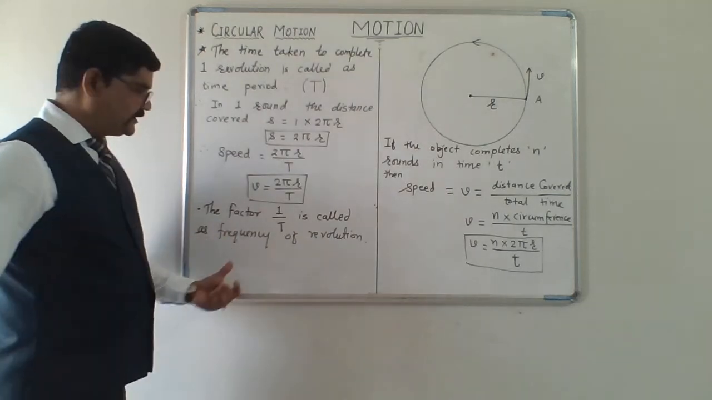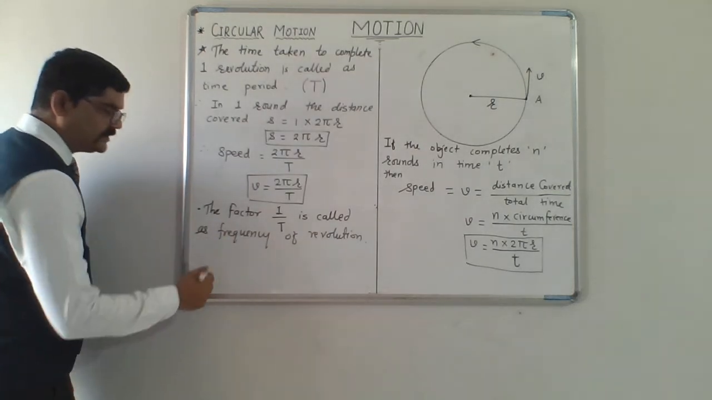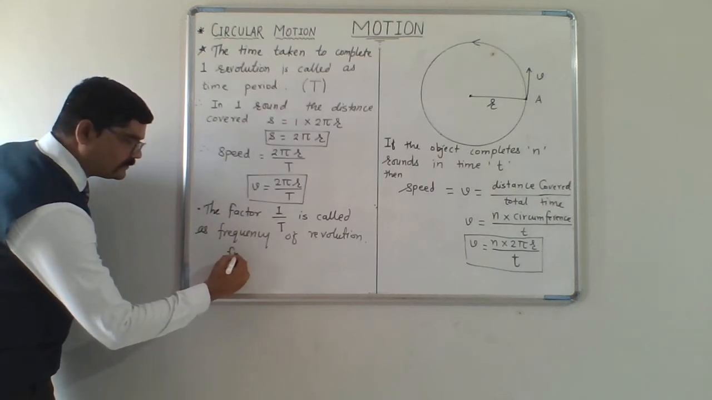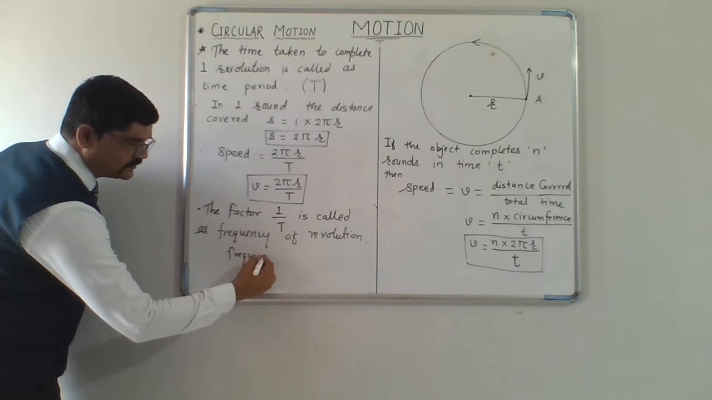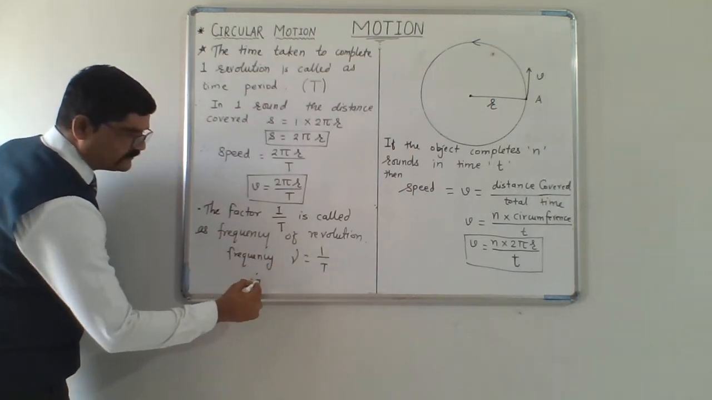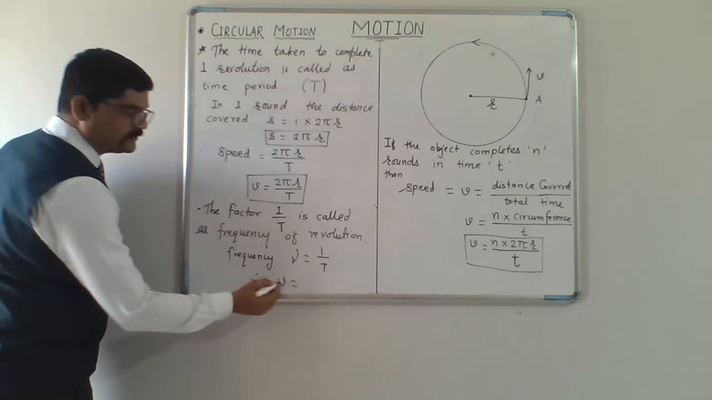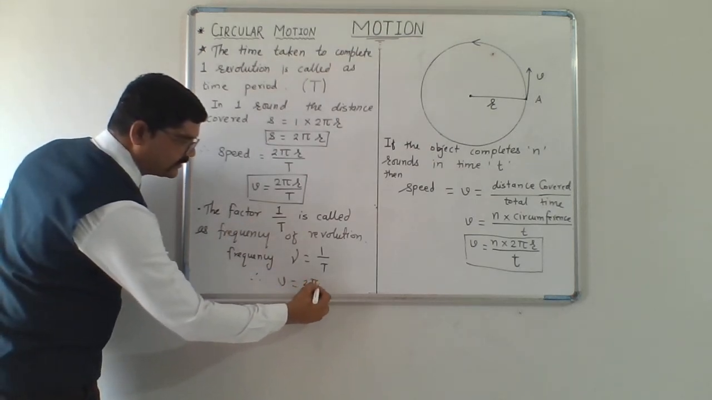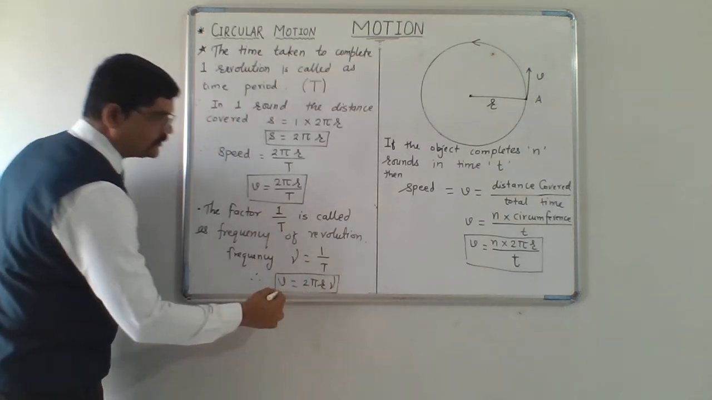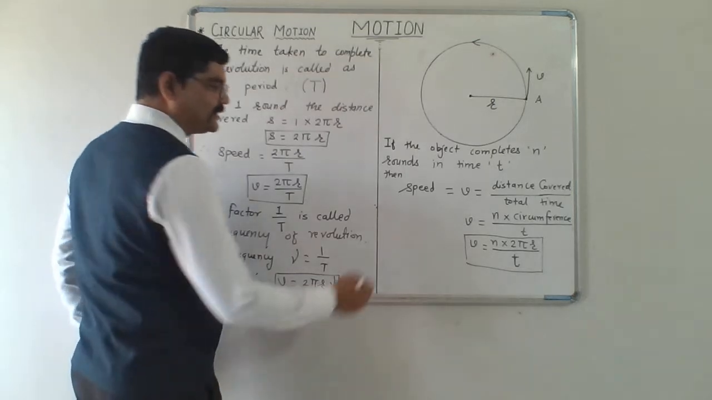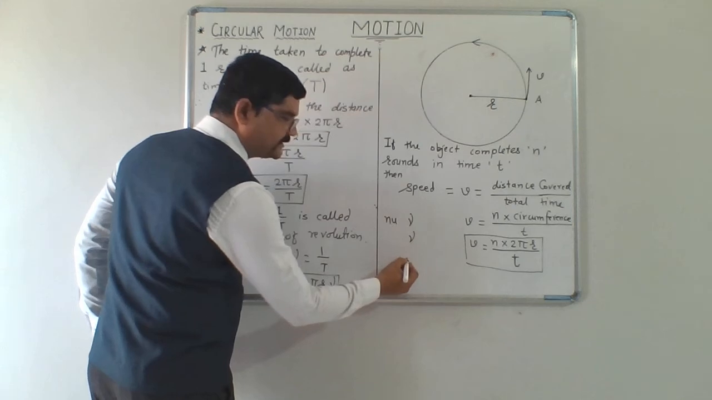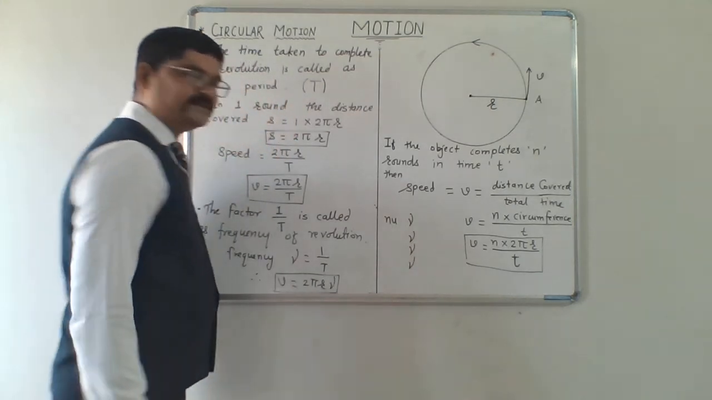Frequency, its SI unit is hertz, so we can write frequency nu equals 1 upon T, and thus speed will become V equals 2 pi r nu. Try to write the letter nu, which is generally used for frequency. You practice it twice, thrice, 4 times like this.